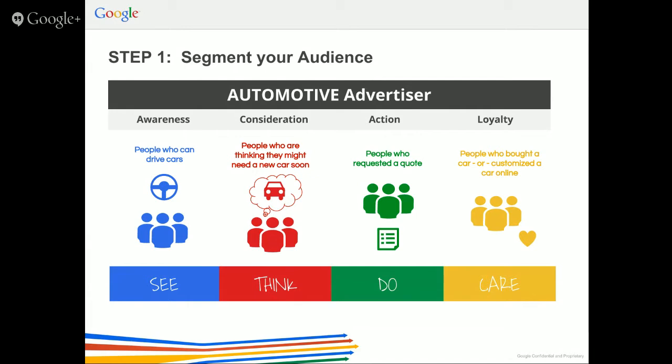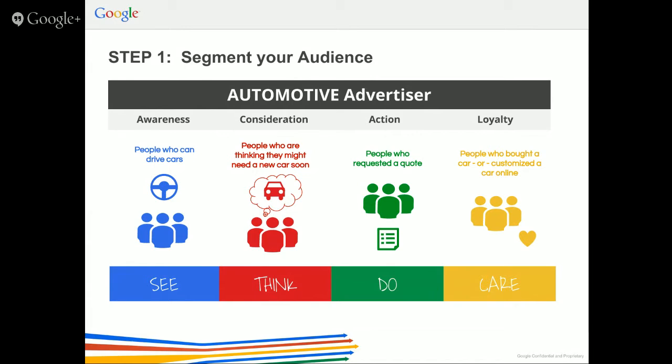First, as a marketer, you can say, okay, I want my users to see my brand. In this example of an automotive advertiser, you want to raise awareness about your brand for those people who can drive cars and not for the people who cannot drive cars. And then in the consideration phase, you want to make those people think about your brand when they need your products. And then in the next phase, which is the action phase or the do phase, you want to make people buy something or interact with your brand while they're in the process of buying or getting a quote in this example.